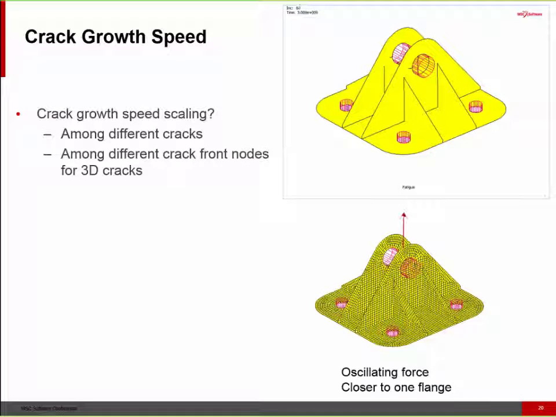And this is an example for multiple cracks. The structure itself is symmetric, but the loading is closer to one flange, so the loading is not symmetric. As you can see from the animation shown in the upper figure, the crack growth speeds for the 2 cracks are different.